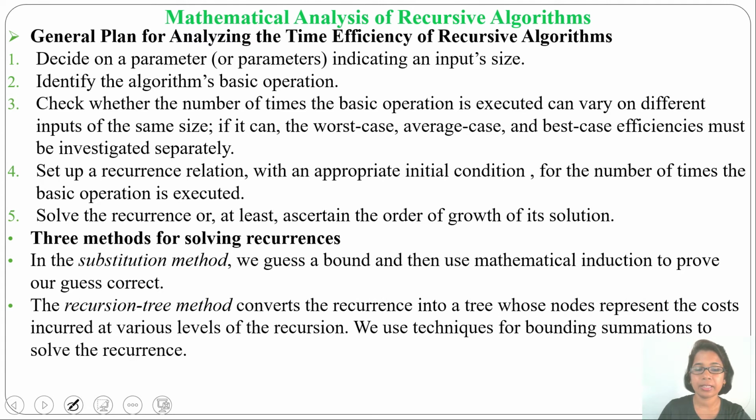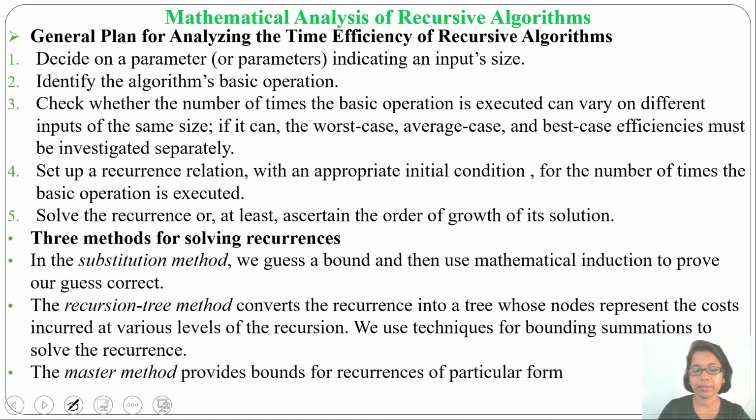Next is recursion tree method that converts the recurrence into a tree whose nodes represent the cost incurred at various levels of the recursion. We use a technique for bounding summation to solve the recurrence. Next is the master method that provides bound for recurrence of particular form. If one recurrence is in a particular form, I will discuss what is the form, then we can apply the master method. But this substitution method and recursion tree method we can apply to all type of recurrence. I will discuss these two methods, substitution method and recursion tree method with example. Later I will discuss the master method.